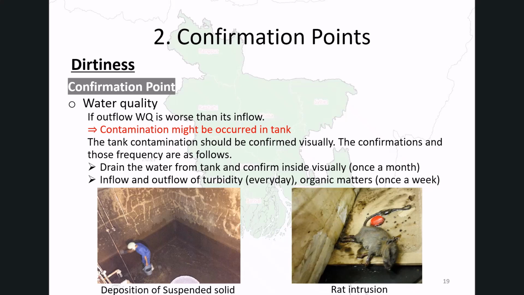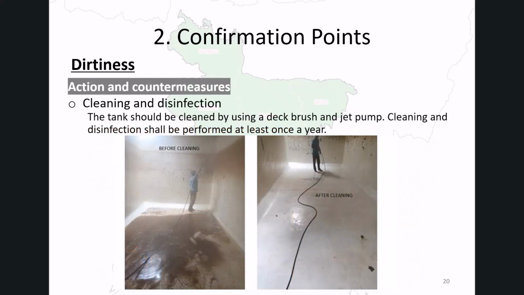The condition inside the tank should be visually inspected once a month after draining the water. Turbidity of both inflow and outflow should be checked daily, while organic matter should preferably be monitored on a weekly basis. If contamination is found inside the tank, it should be cleaned using brushes or jet pumps, followed by disinfection. This series of cleaning works must be carried out once a year.